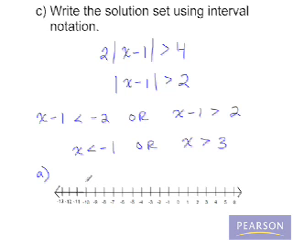So part A, graph the solution set. X is less than negative 1 means that we need a parenthesis at negative 1, and I want everything less than negative 1, so I'm going to shade to the left, or I want all my values that are greater than 3. So again, a parenthesis at 3, and we will shade everything to the right. So there's the graph of our solution set. X is less than negative 1 or x is greater than 3.